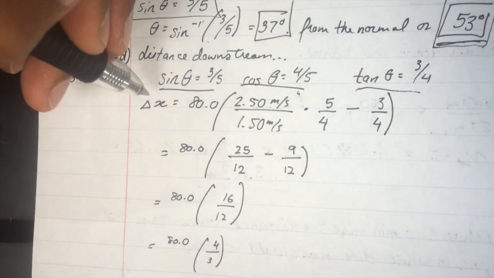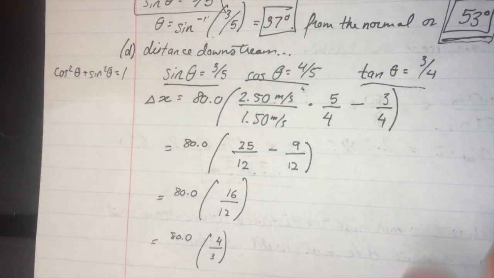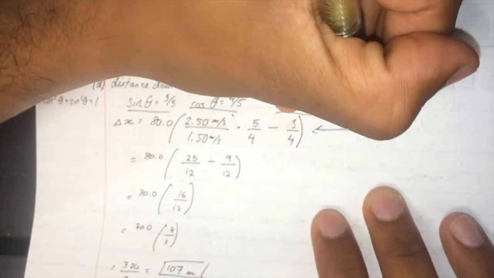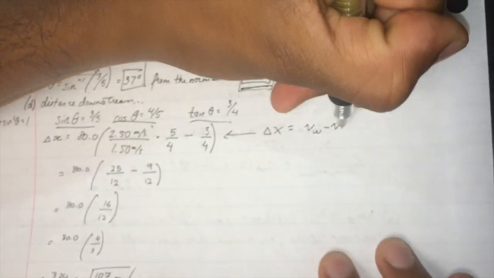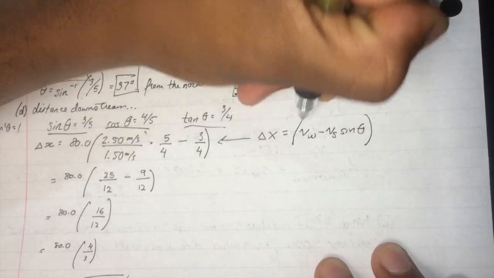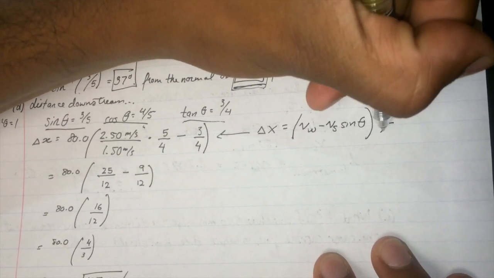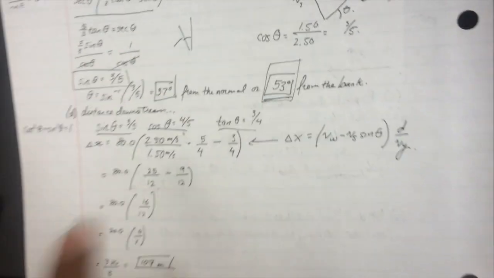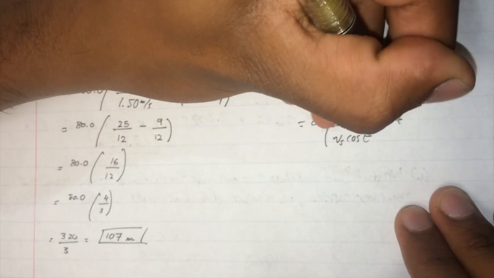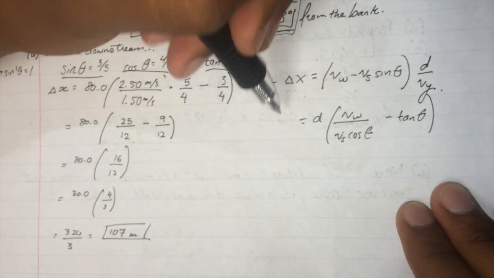So earlier we said that delta x is equal to, let's go back over here, Vw minus Vs sine theta, that's our Vx component, times the time, which is d over Vy. And then we simplified it later to be d times Vw over Vs cosine theta minus tangent theta. So now we get that, right?